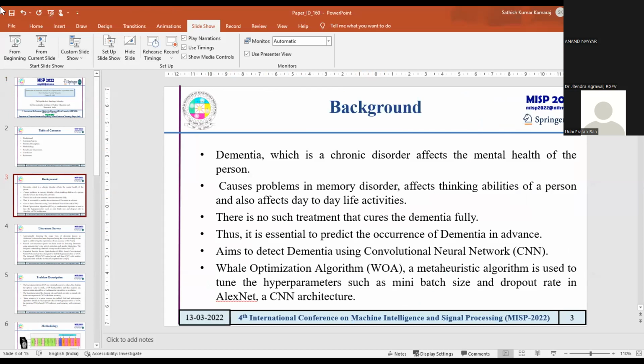Van optimization algorithm, a meta-heuristic algorithm, is used to tune the hyperparameters such as mini batch size and dropout rate. In particular, we have taken the AlexNet architecture. In that, we fine-tuned the parameters such as mini batch size and dropout rate in order to increase the performance of the convolutional neural network, to optimally predict the occurrence of dementia.